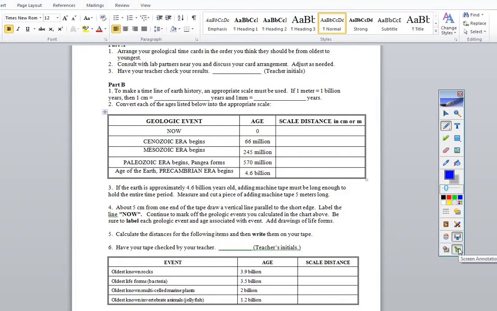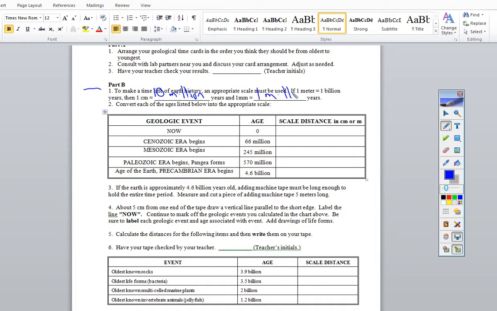If you read over here, it says to make a timeline, we're going to use a scale. 1 meter equals 1 billion years. This represents 1 billion years for this scale. And that means every 1 centimeter equals 10 million years. Write that down. And every 1 millimeter equals 1 million.